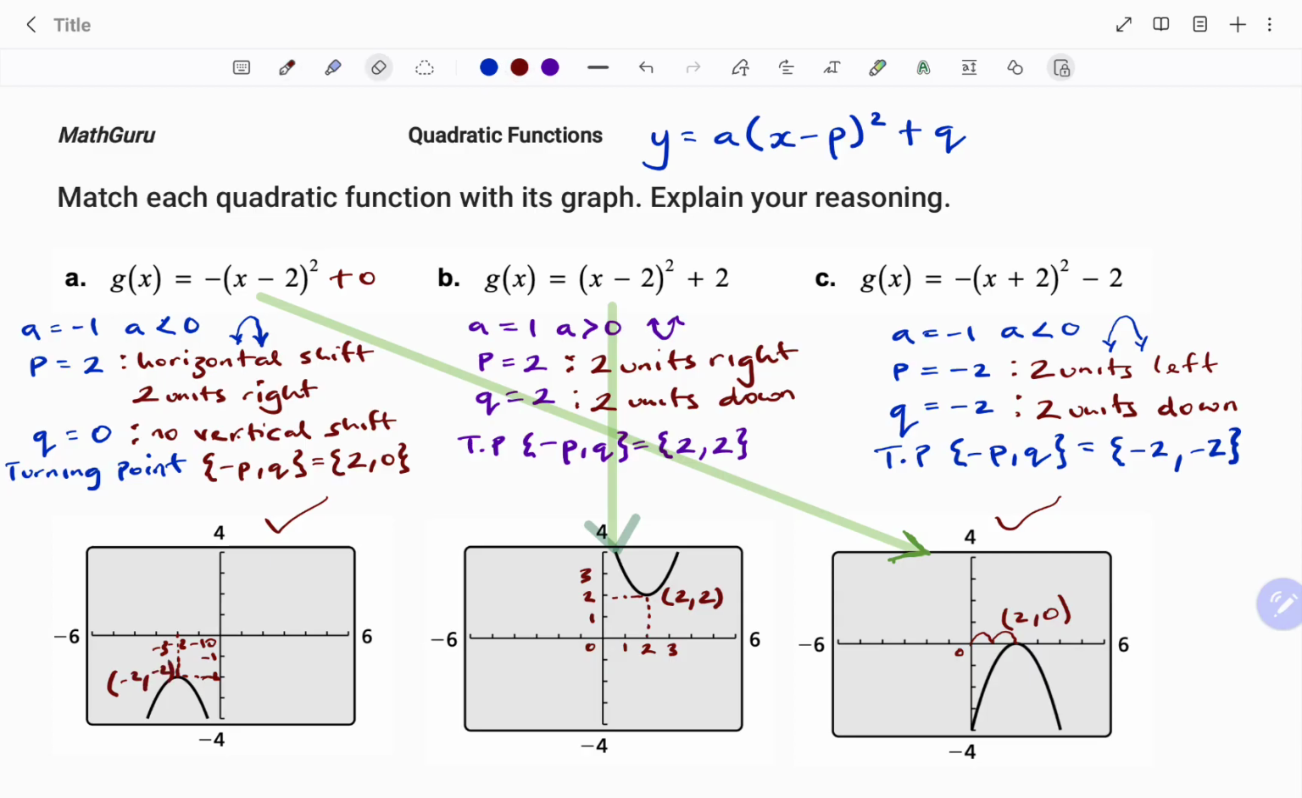So what that means is the last graph will be matched to the last function as shown.